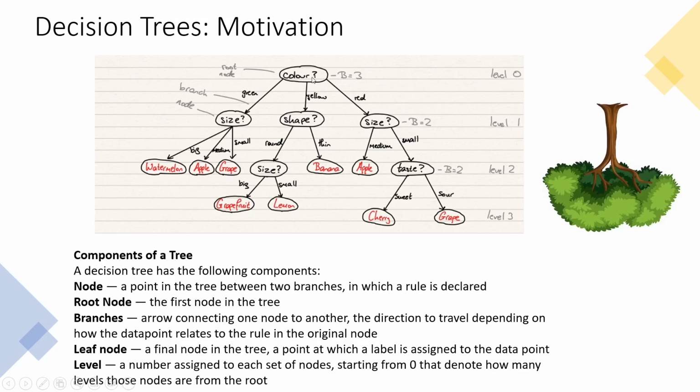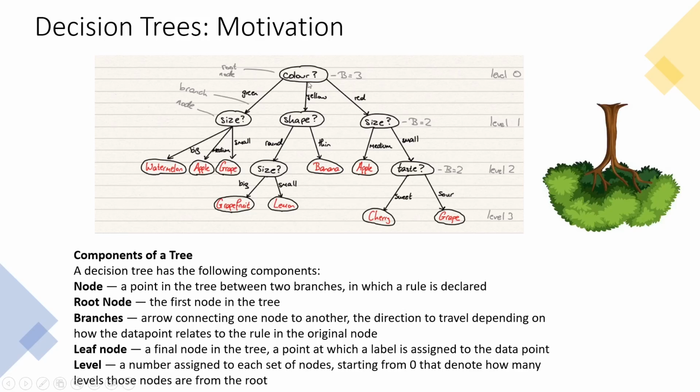If you follow this, for example, that's a fruit classification. We are asking the color. If the color is green, we follow this branch. We ask the size. If the size is big, for example, we classify this fruit as watermelon. If the size is medium, we classify it as apple. And if the size is small, we classify this as grape.